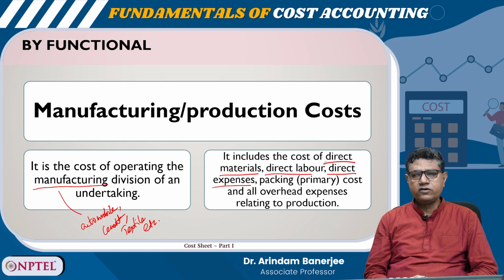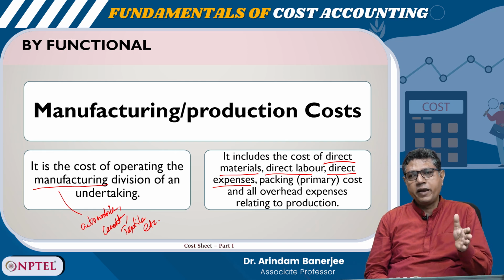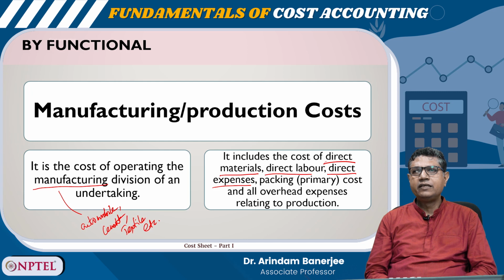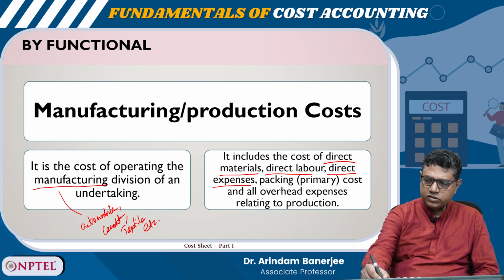Even all the indirect costs, like for example, the office clerk working in a manufacturing division, the salary of the office clerk who maintains the records in the paint shop, the painting division in an automobile factory. So these are examples of overhead expenses and part of manufacturing and production costs.